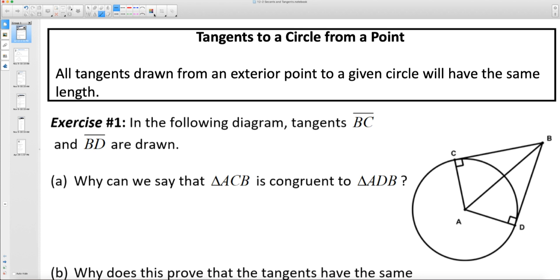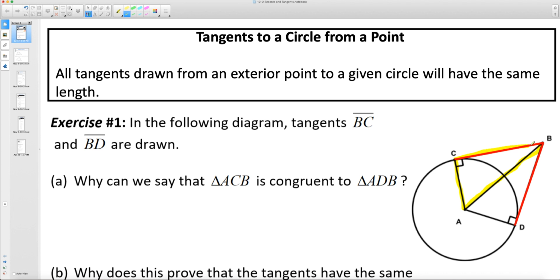So if I take a look at two tangents, tangent CB is drawn to point B, and tangent DB is also drawn to point B. So our rule is that these two tangents are equal. They are the same length. And the reason why, we could do a quick little proof here, and I think that this will be one that makes a lot of sense.